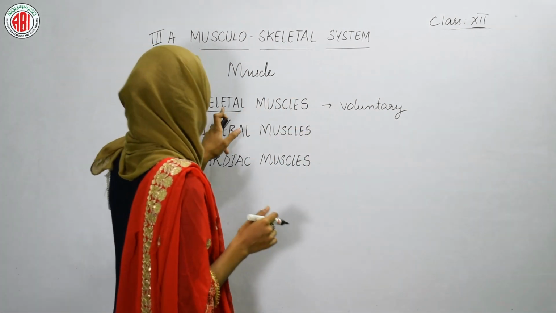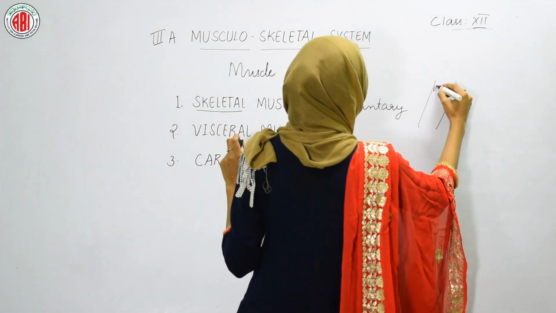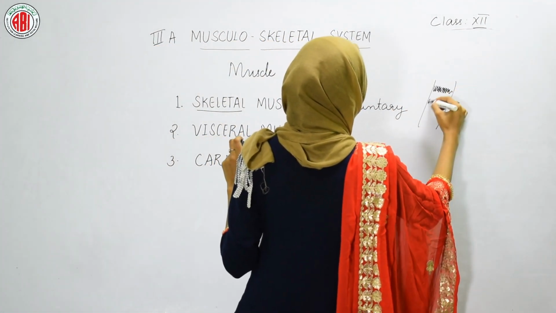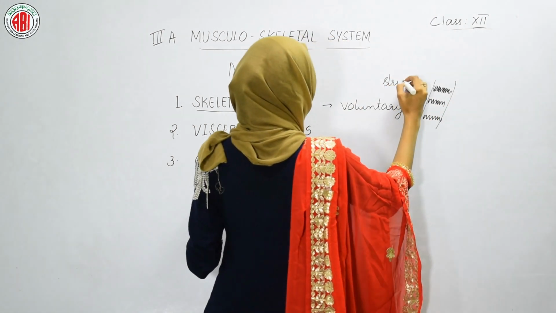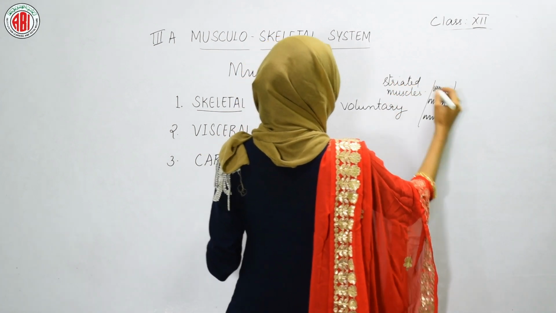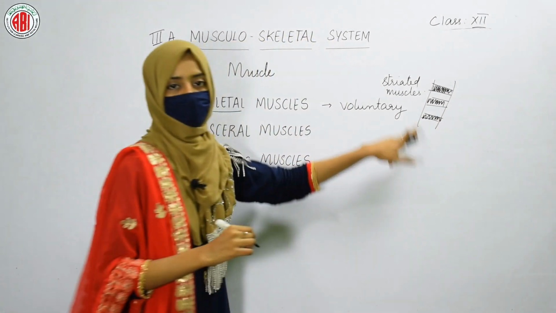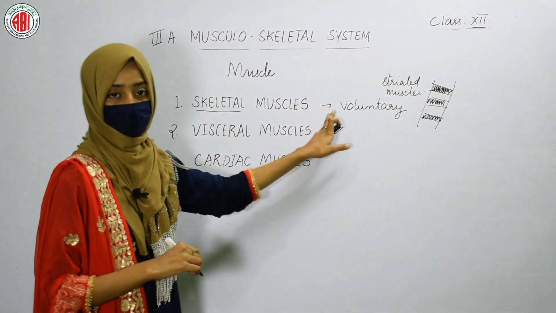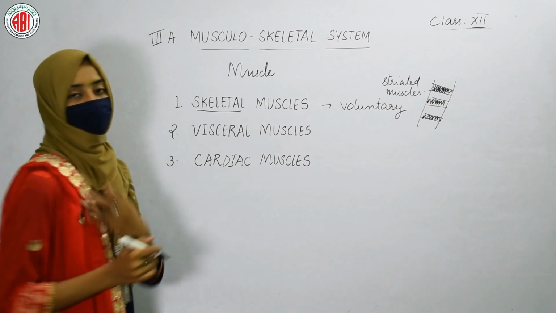Now when you see the structure of skeletal muscle, it shows some bands. Some dark and light bands are present. Based on the structure, we call these muscles striated muscles. Striated means bands. As we can see the bands in the structure, we call these muscles striated muscles, and they are voluntary in function. That means they are under our control.